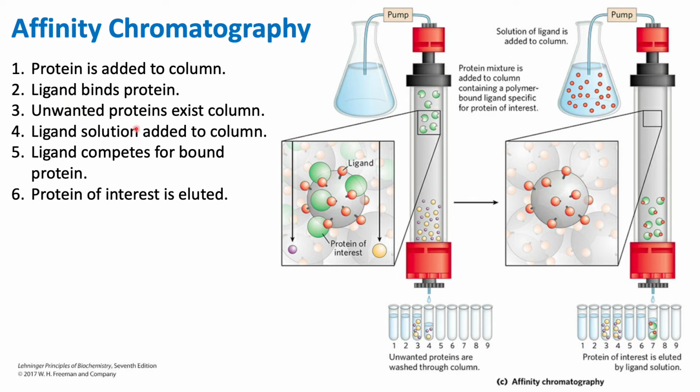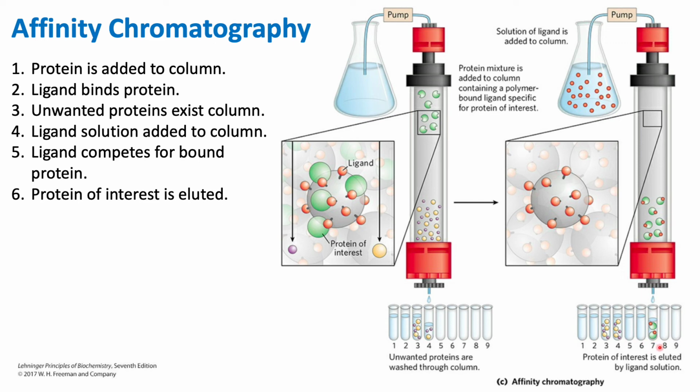So what's happening step by step? A protein is added to the column, and in our column we have some sort of a ligand that is able to bind our protein of interest. Once the protein is added, the ligand binds the protein, and the unwanted proteins will exit the column. Now, in order for us to isolate our protein of interest, because we're left with the protein of interest in the tube, we add a solution of ligand. The ligand competes for the bound protein and it will wash away our protein.